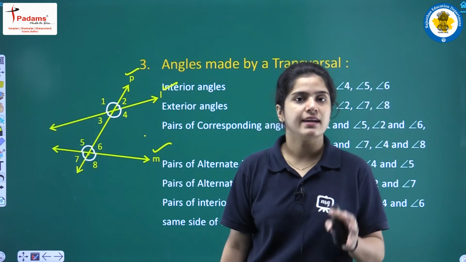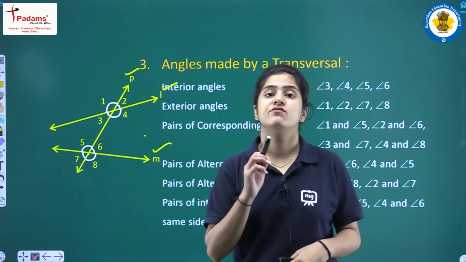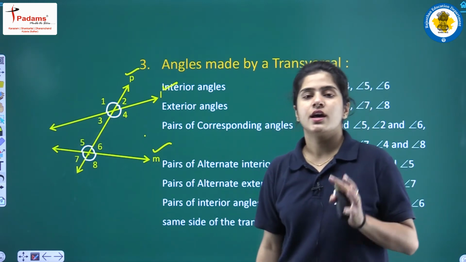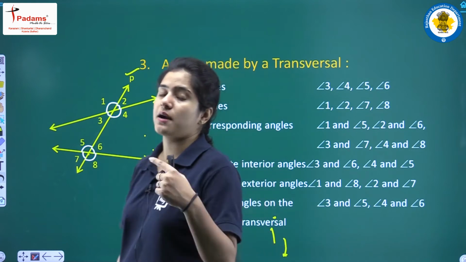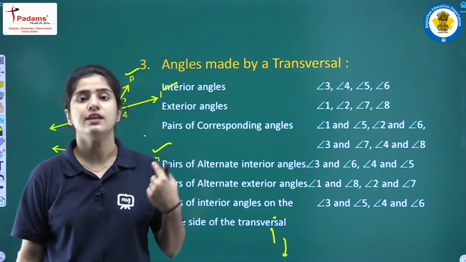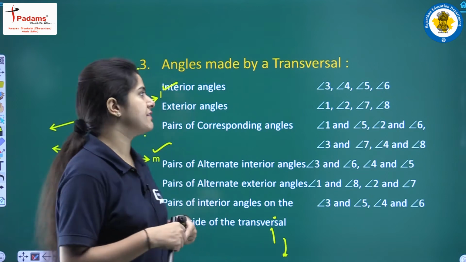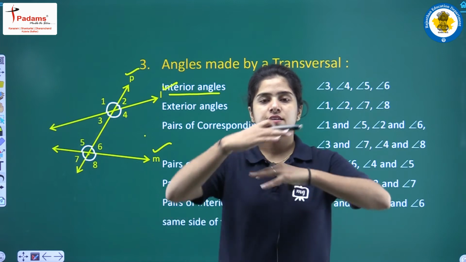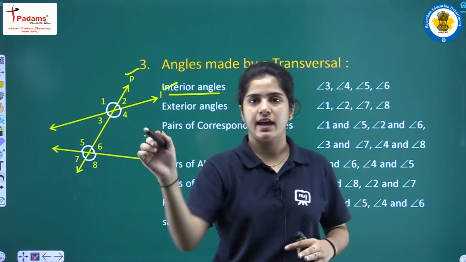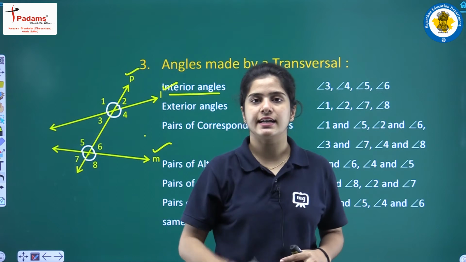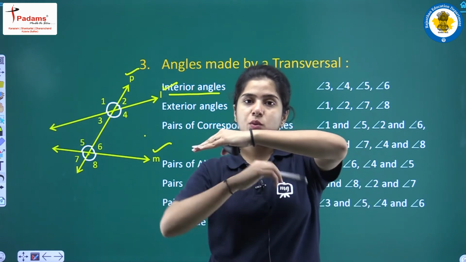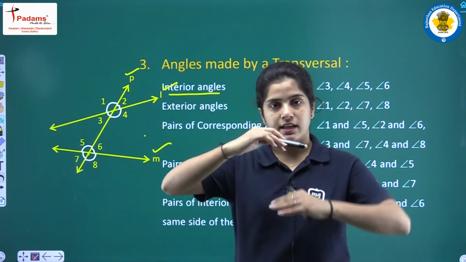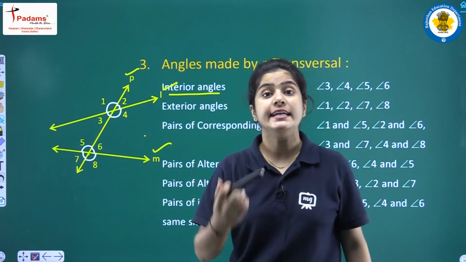So the angles made by a transversal line when it is cutting any two lines is equal to 8. Now these 8 angles are categorized into different types. Firstly, we'll be talking about the interior angles. What are interior angles, students? Suppose this is a line and this is a line, and a transversal is cutting it like that. Then the angles between these two lines, lying in between those lines, are called interior angles.